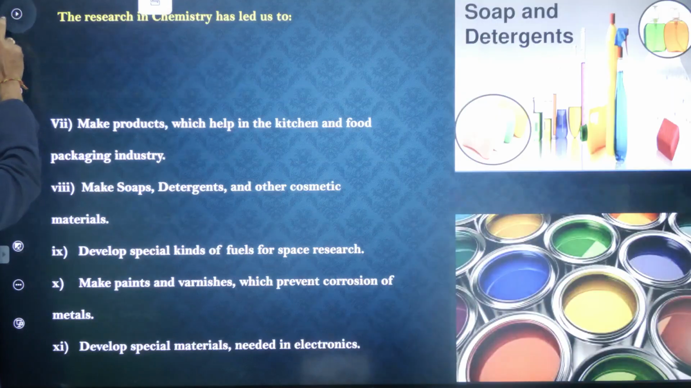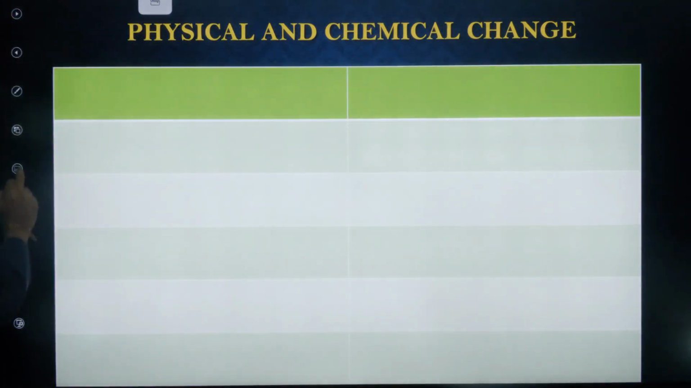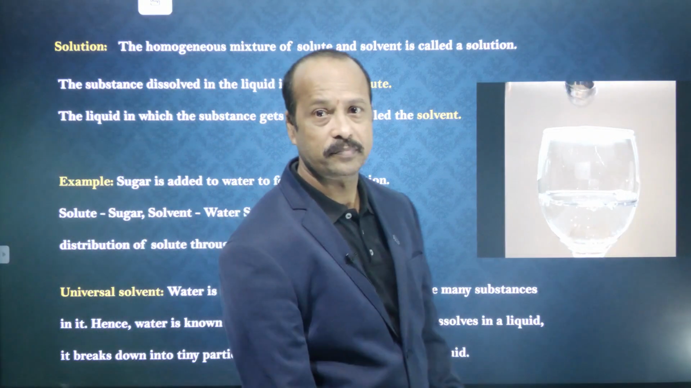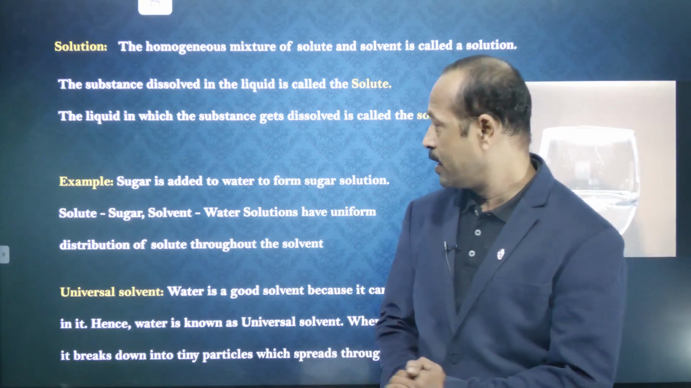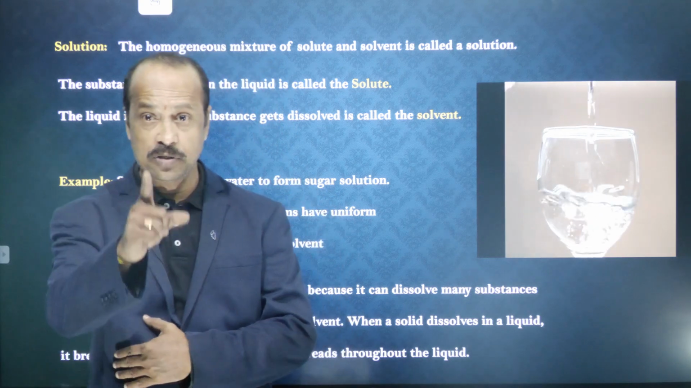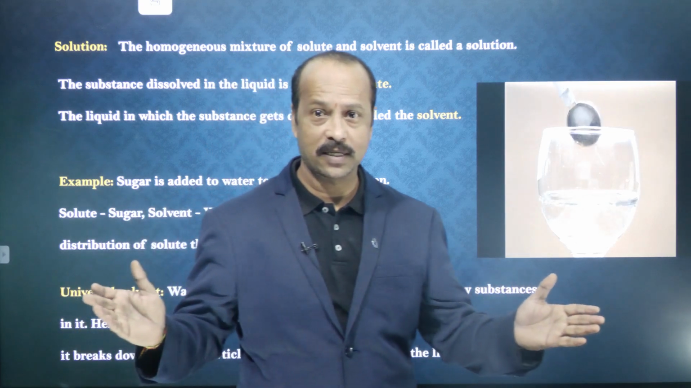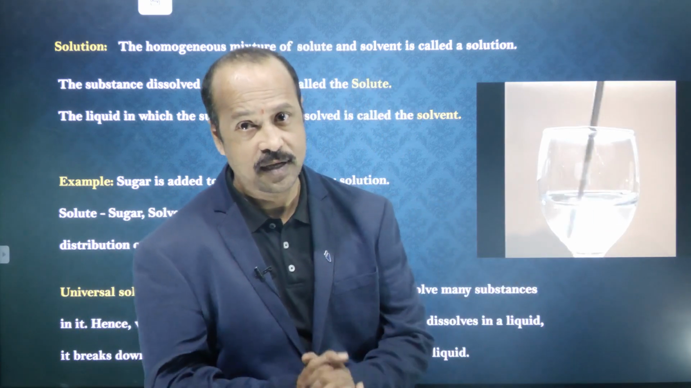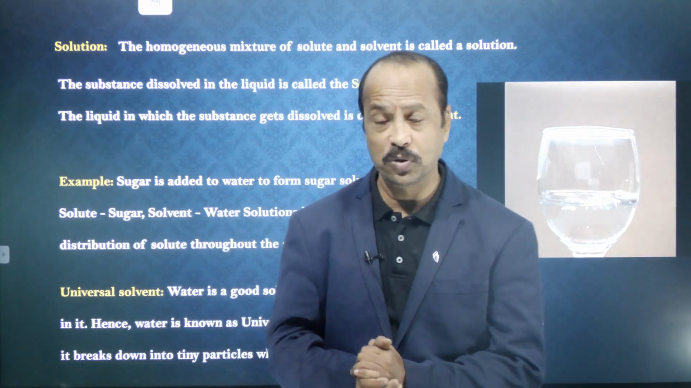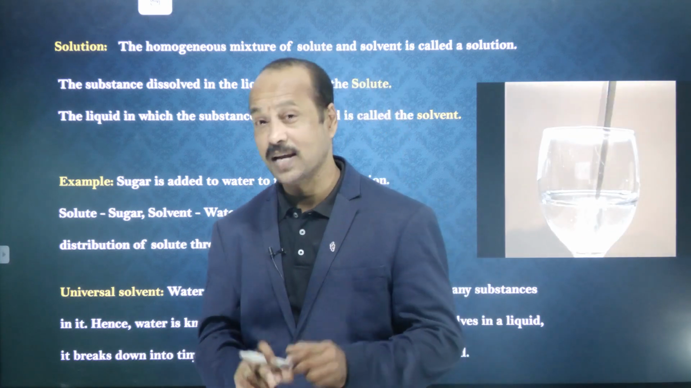So let us go to today's topic directly. We discussed matter and the types of matter. Yesterday we also discussed solution, solute, solvent examples, and the universal solvent. What is the universal solvent? Water. Why is it called that? Because it has the capacity to dissolve so many things in it. The mostly used solvent in industries is water. That is why water is called the universal solvent, right students?